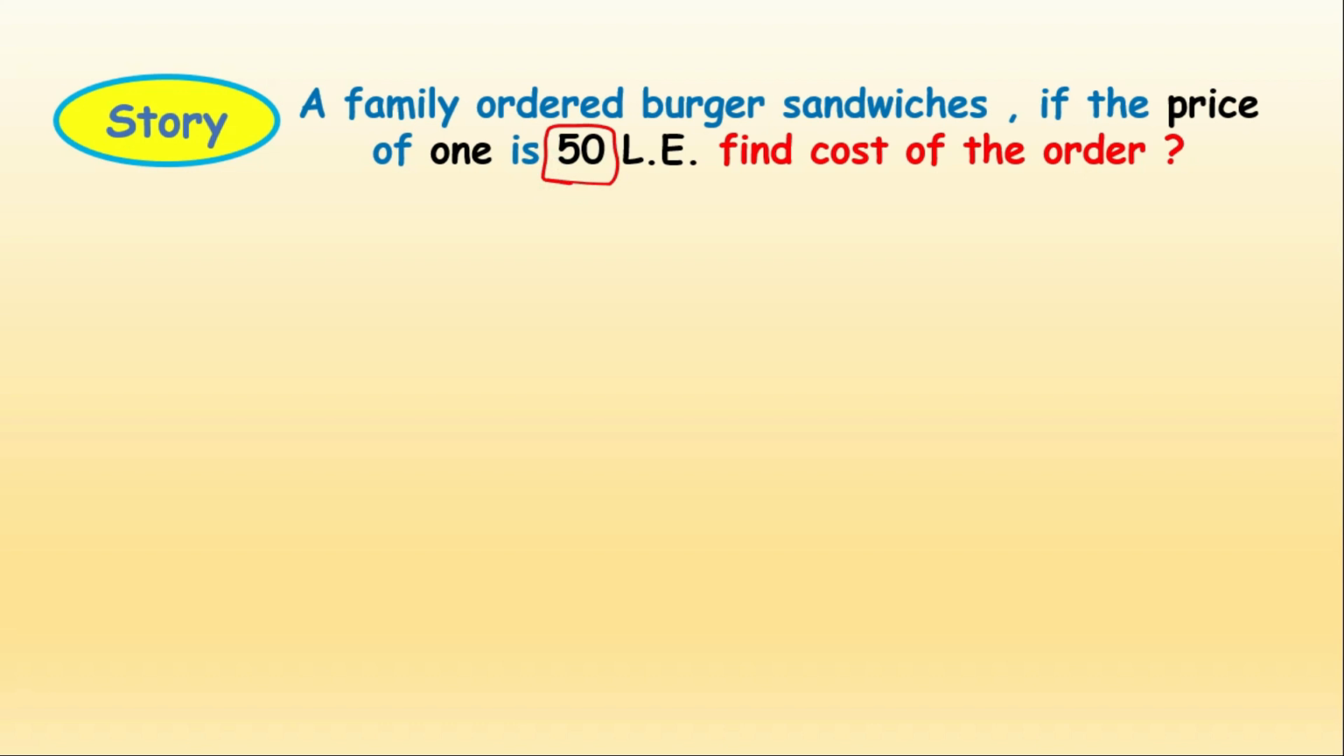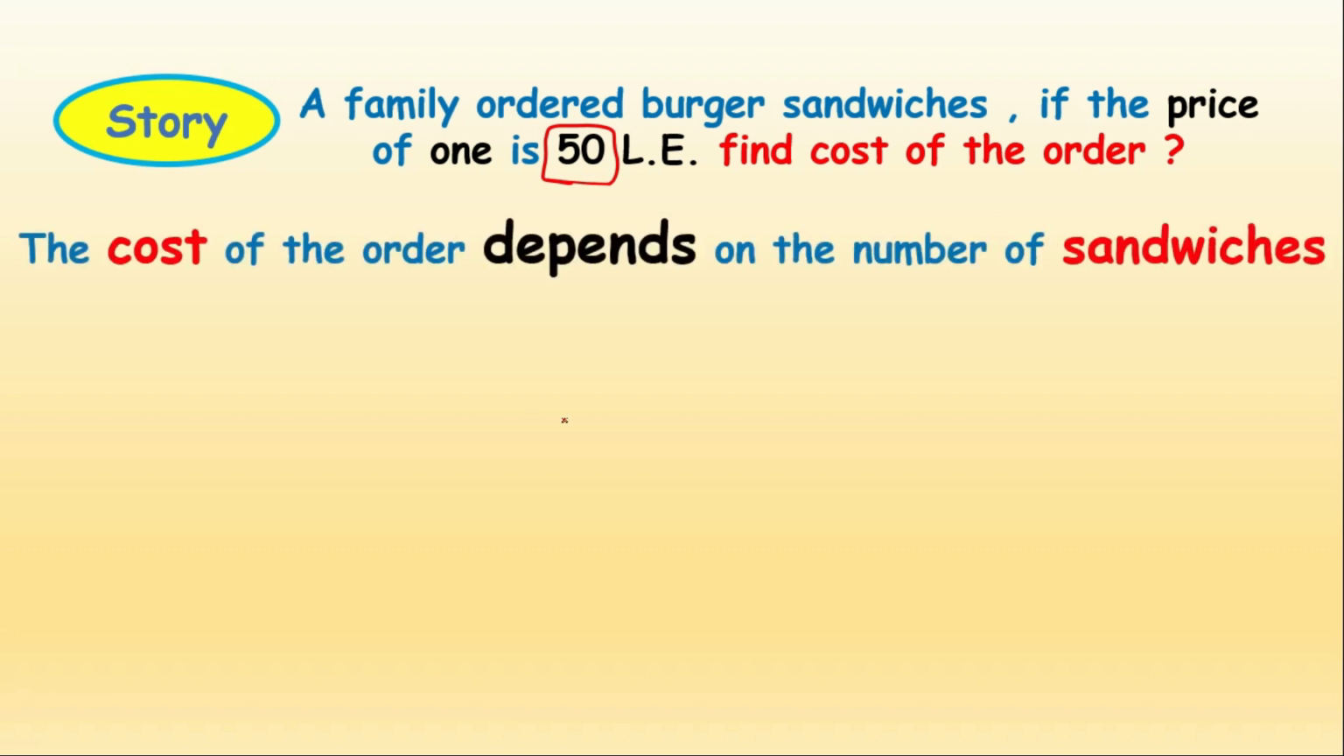Now the cost here depends on the number of sandwiches. To know your cost, you have to know the number of sandwiches, right? So the cost of the order depends on the number of sandwiches. Let's say there is only one sandwich, so the cost will be 50, the price of one sandwich, times one sandwich equals 50 pounds.